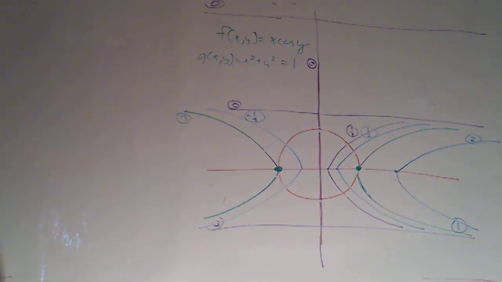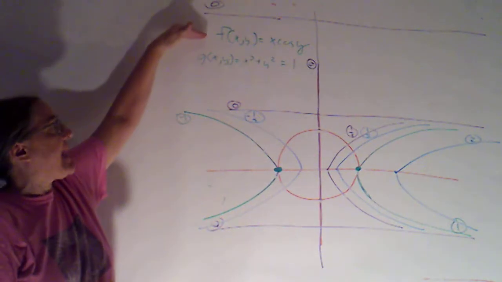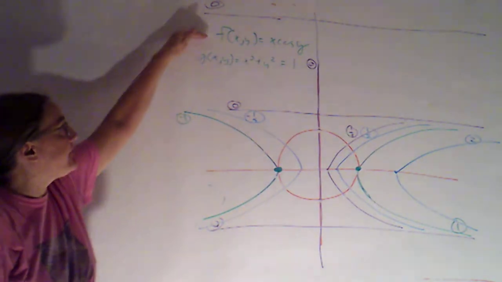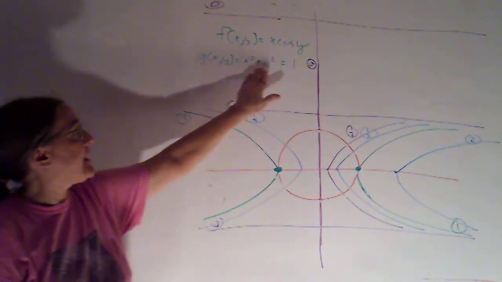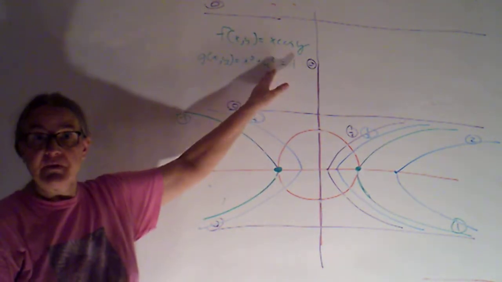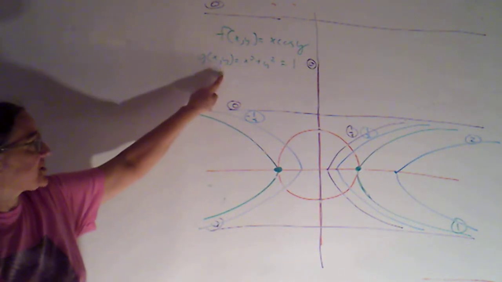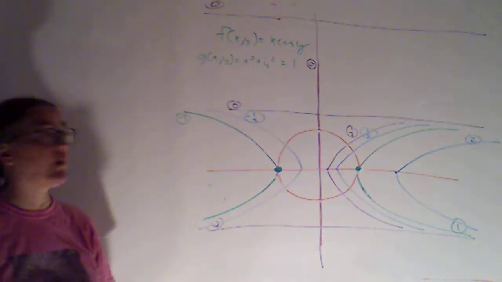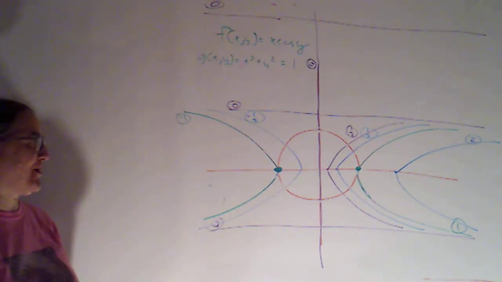I've kept up our diagram from the previous problem. We were trying to find maxes and mins of this function, f(x,y) = x cos y, subject to the constraint that we had points on the unit circle. And we said the unit circle was just a level curve for this function g(x,y), which was x squared plus y squared. The unit circle is, of course, the level curve where that's equal to 1.